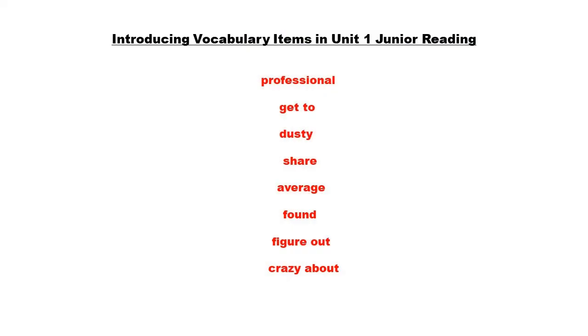Now, what I'd like to do is move on to the second set of 8 vocabulary items from Unit 1 in the junior reading. So just have a look at the next 8 vocabulary items and write these down. Okay, now you've had a chance to look at those. I hope you checked them in the dictionary.